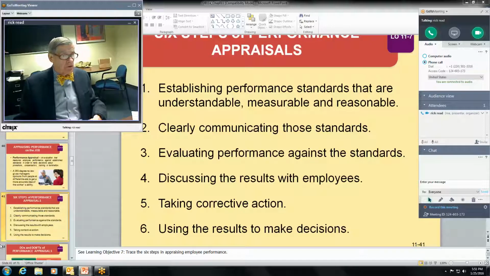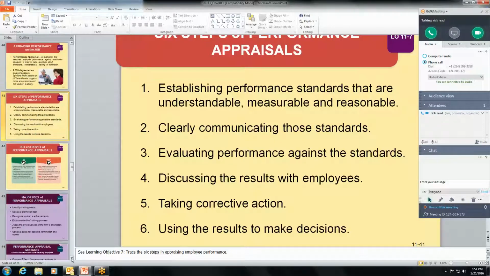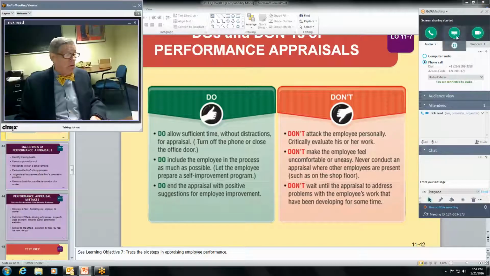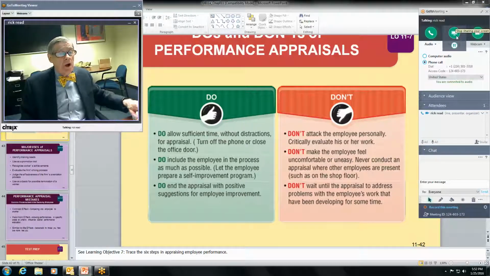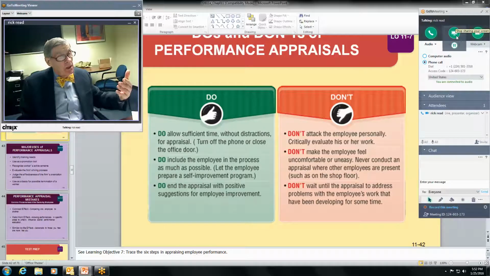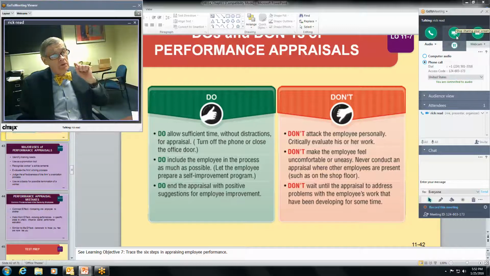These are the do's and don'ts of employee performance appraisals. Make sure that you allow sufficient time to do the evaluation. It has to be private, and you always give the employee the opportunity to give a rebuttal, if you will. Start off by stressing the positive, and then get to whatever the negative is, and you talk about performance against published standards, not about the employee.